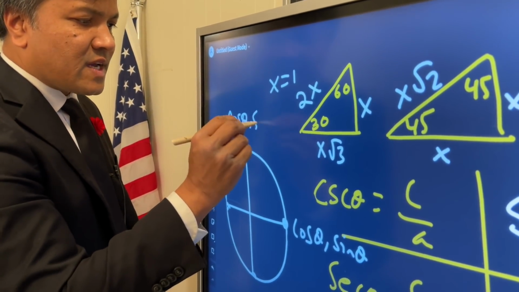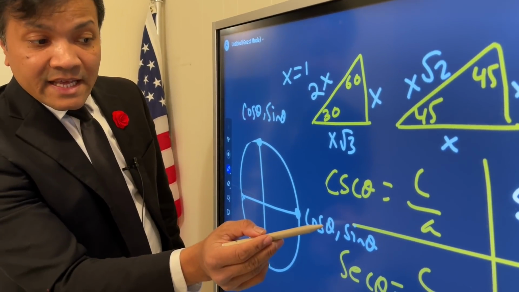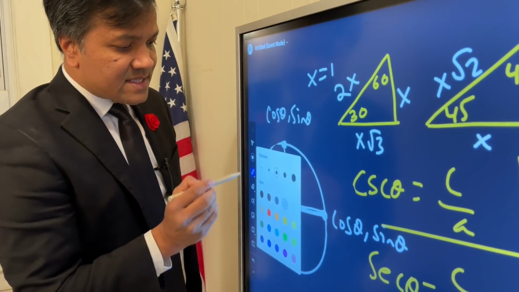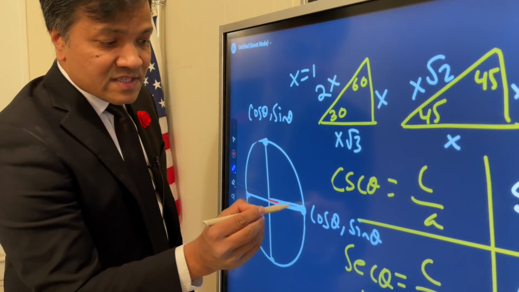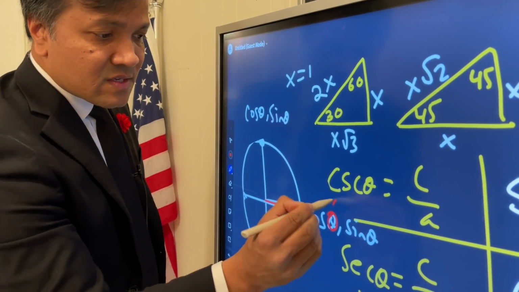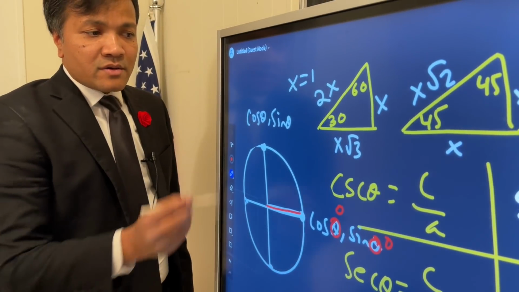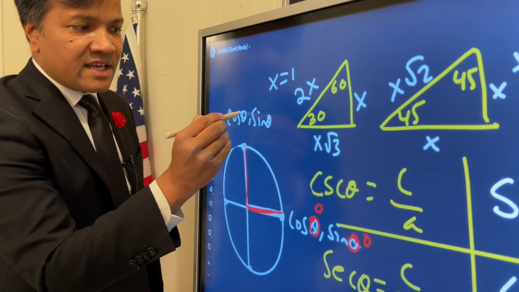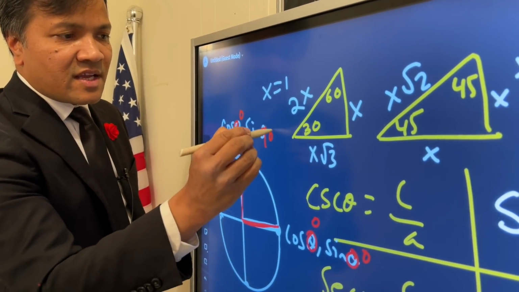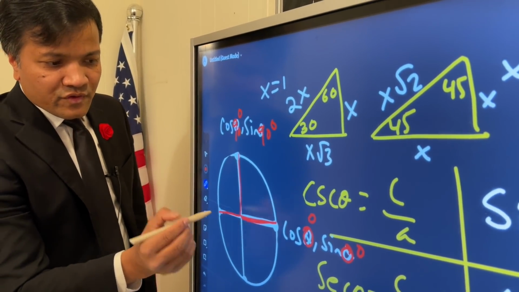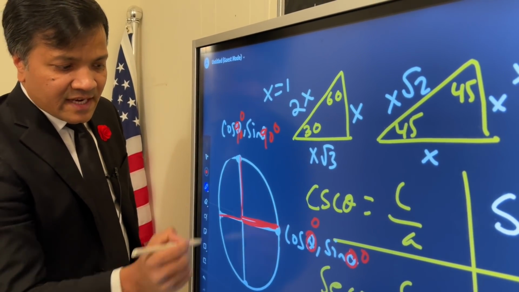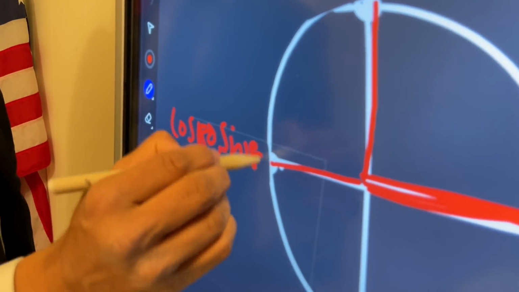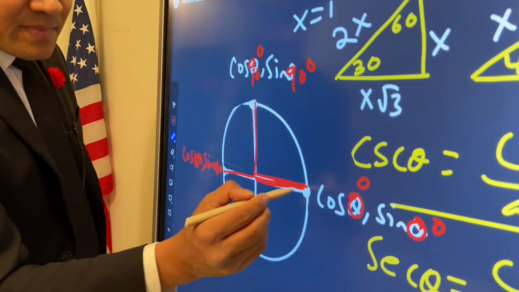Cosine theta, sine theta. What is theta? Theta is the angle. What is the angle? This angle is 0, because what is the angle of this with respect to the red? 0 degree. So this is 0 degree. What is this angle with respect to this? 90 degree. So this is 90 degree. What is this one with respect to this? 180. So cosine 180, sine 180.